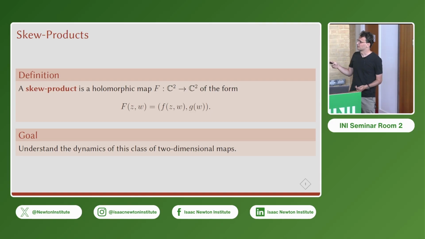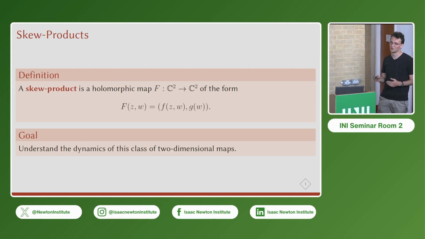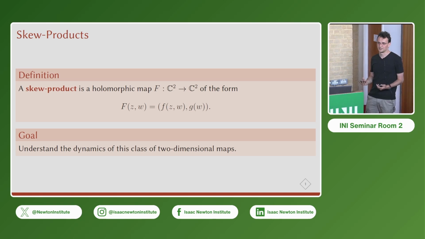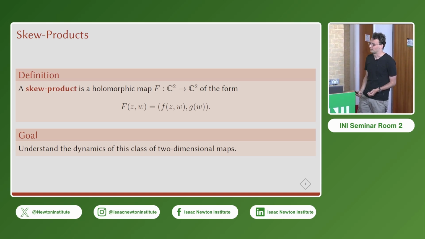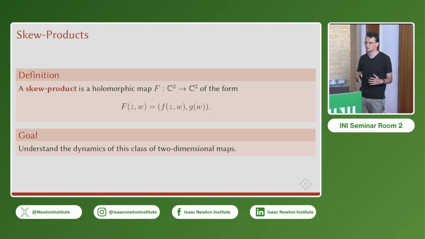And the goal is to study these kinds of maps to understand at least the dynamics for some class of two-dimensional functions, because an arbitrary two-dimensional function is often too complicated to really study in general, so we want to look at a specific class. One other thing, I'm only looking at holomorphic maps. I'm not restricting myself to polynomial Skew-Products. Usually the Skew-Products I'm interested in are going to be transcendental.